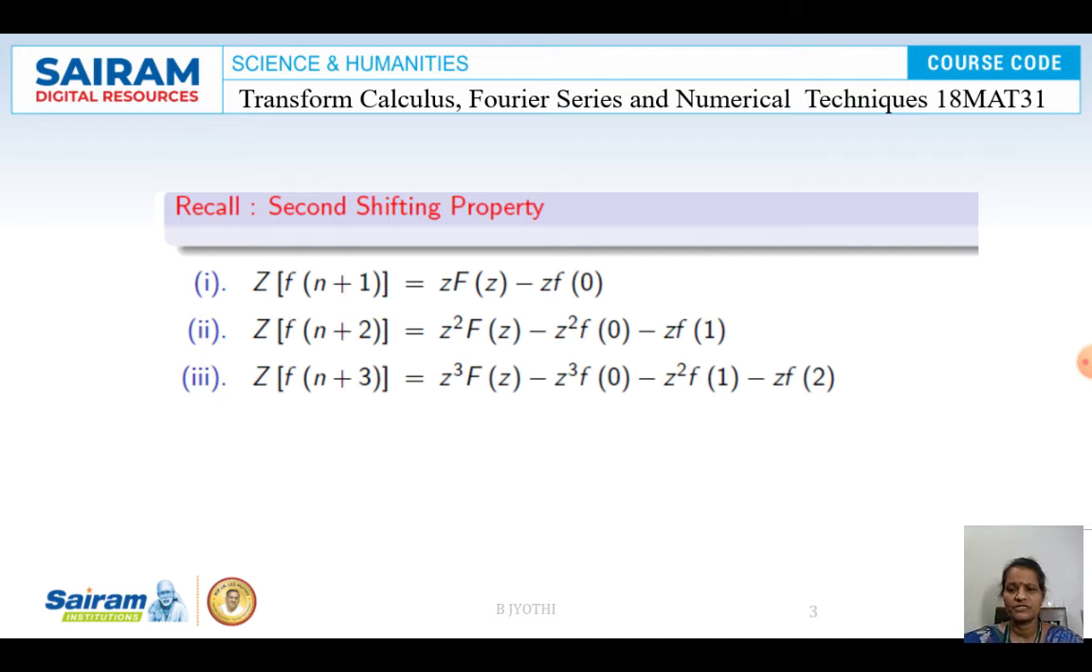Second shifting property, let us recall. Z transform of f of n plus 1 is z into F of z minus z into f of 0. Z transform of f of n plus 2 is z square F of z minus z square f of 0 minus z into f of 1. And Z transform of f of n plus 3 is z cube into F of z minus z cube into f of 0 minus z square f of 1 minus z into f of 2. These are all the second shifting property which we are going to use further.